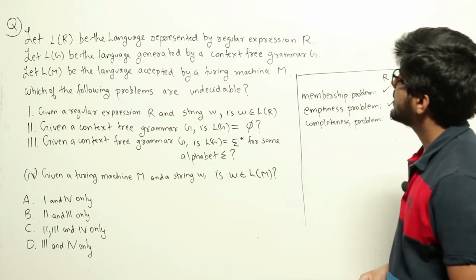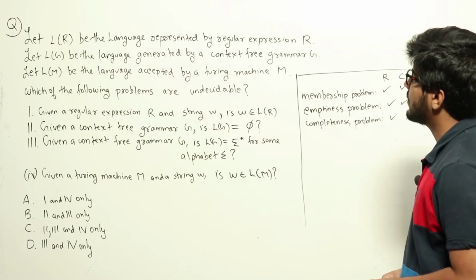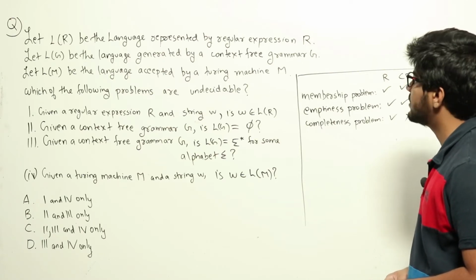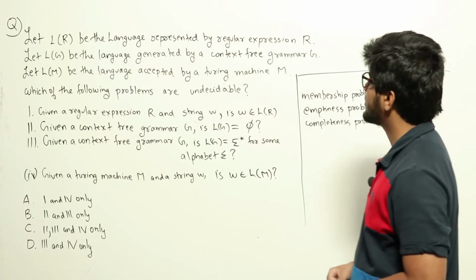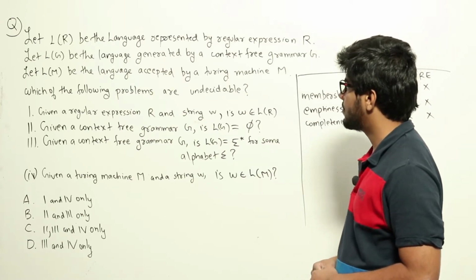Let LR be the language represented by regular expression R. Let LG be the language generated by a context-free grammar G. Let LM be the language accepted by a Turing machine M. Which of the following problems are undecidable?